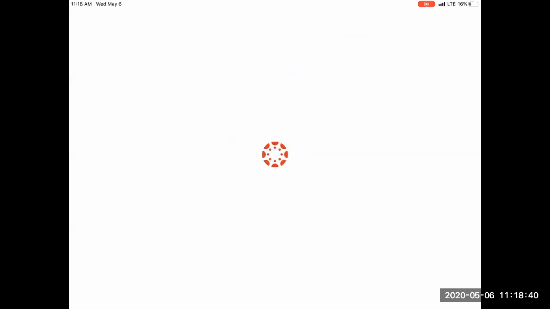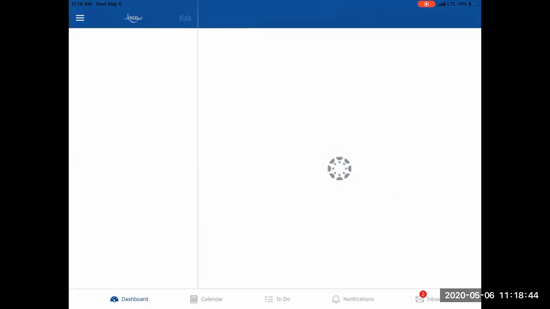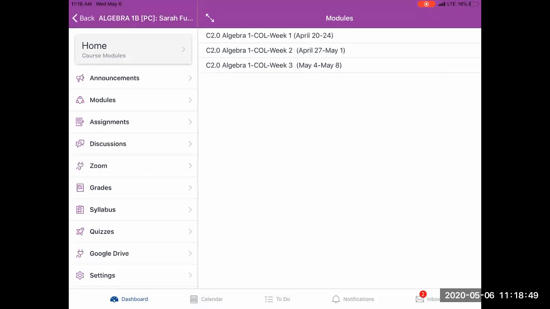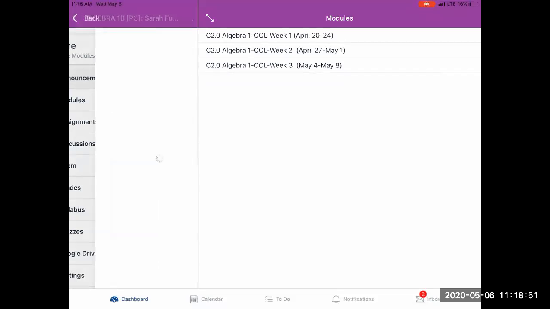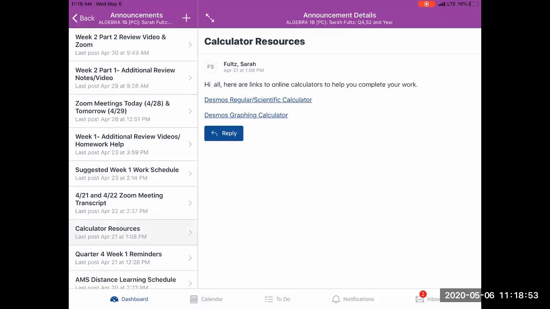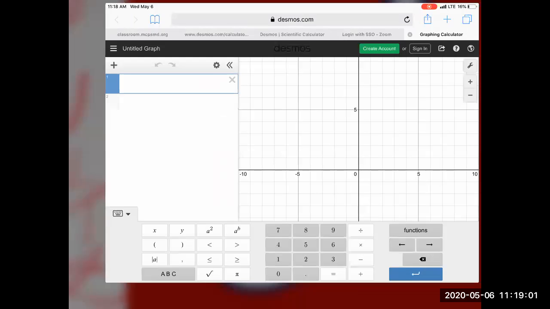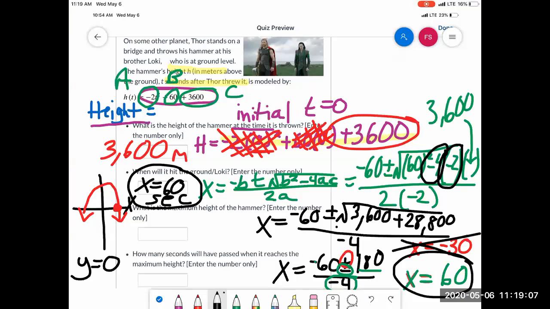So I'm going to pull up Canvas here. And I'm going to pull up our course page, Algebra 1B, and our announcements, and the calculator resources. So here, I want the graphing calculator, so I'm going to click on that one. And I'm just going to type in this equation that they give us, that -2. Now, you could use t squared. X is also fine. As long as you have the squared part, you can use whatever variable you want.